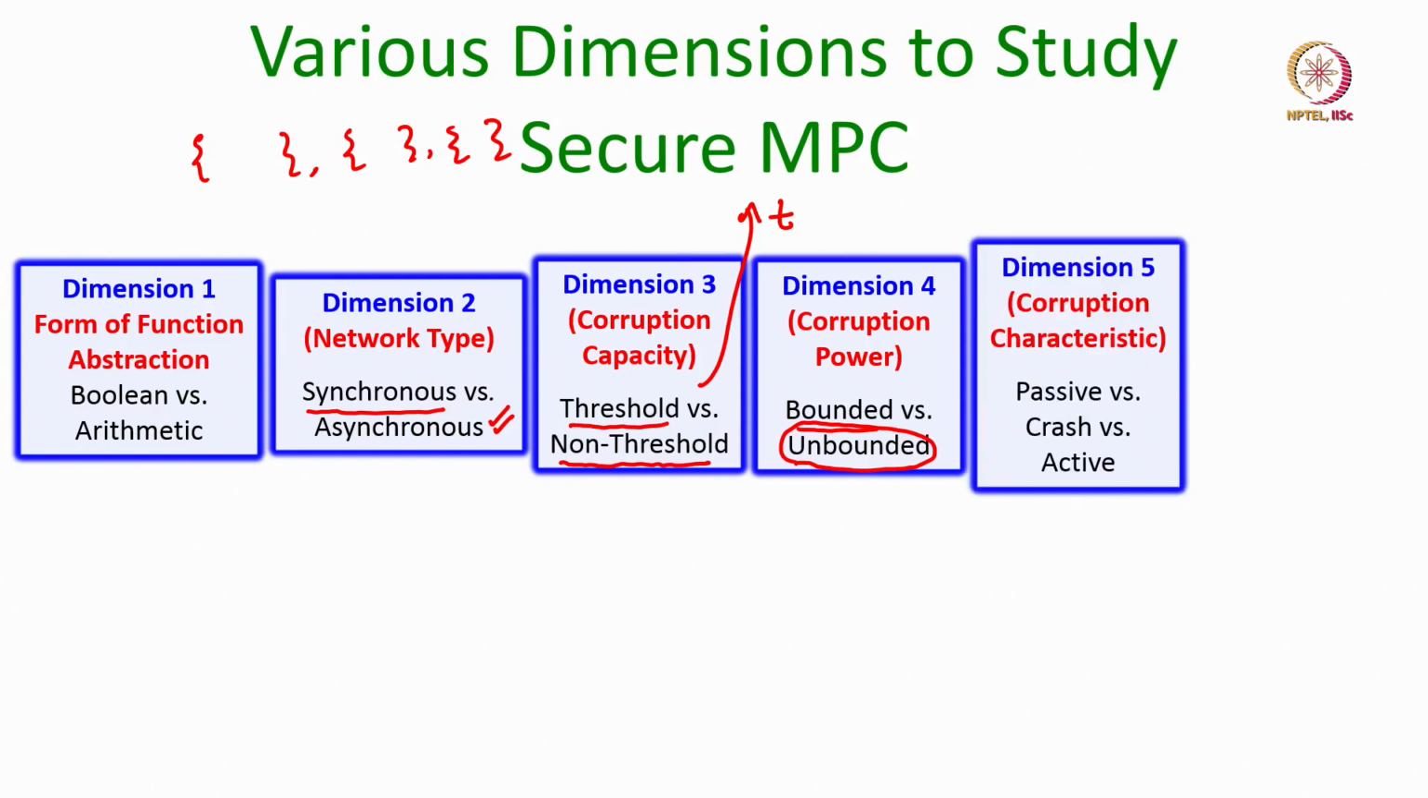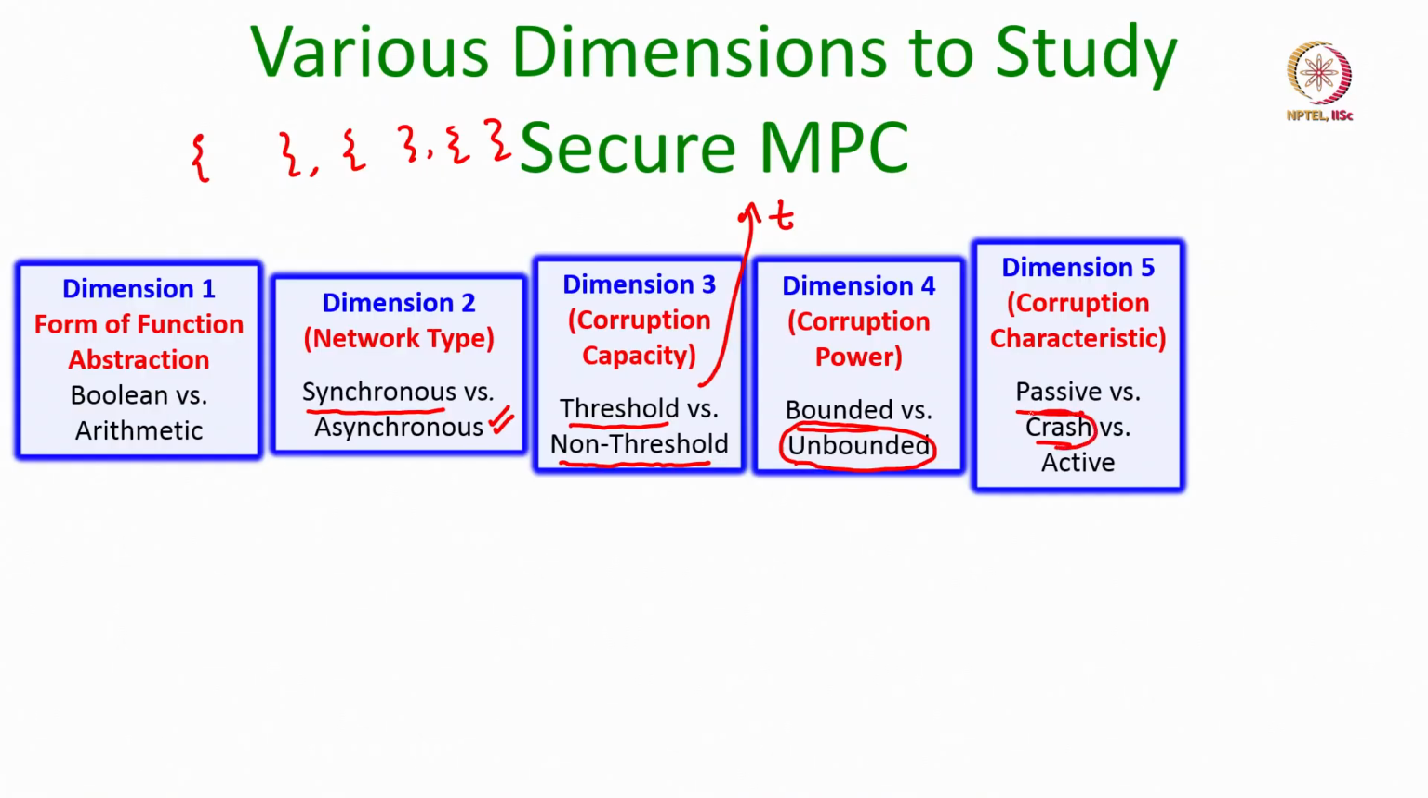The fifth dimension is the type of corruption. Here we have three categories: passive corruption, crash corruption and active corruption. Passive corruption means the adversary only eavesdrops the state of the corrupt parties, but it cannot force the corrupt parties to behave arbitrarily during the protocol execution. That means, whatever instructions are assigned as per the protocol to a corrupt party, the corrupt party will follow those instructions. Crash failure is a slightly more powerful form of corruption, and active corruption is the most powerful form of corruption. We will discuss these three types of corruptions very soon.